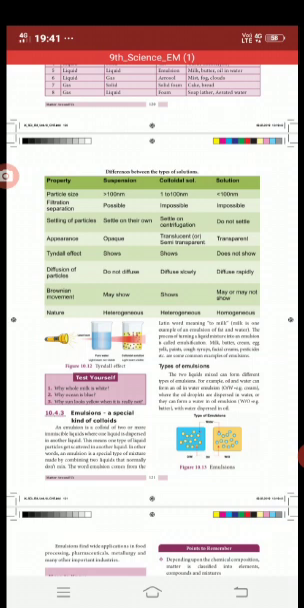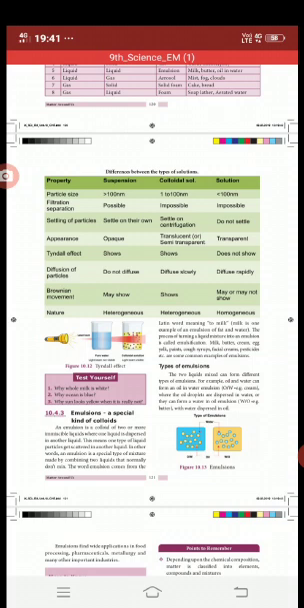And the next is settling of particles: whether the particles present along with the solvent, that certain solute, get settled down or not. And the appearance: how does it appear, the color of the solution, whether it is opaque, clear, or somewhat cloudy. Next, whether it shows the Tyndall effect or not. Next, the scattering of particles, that is diffusion of particles, Brownian movement, and nature, whether it's heterogeneous or homogeneous.